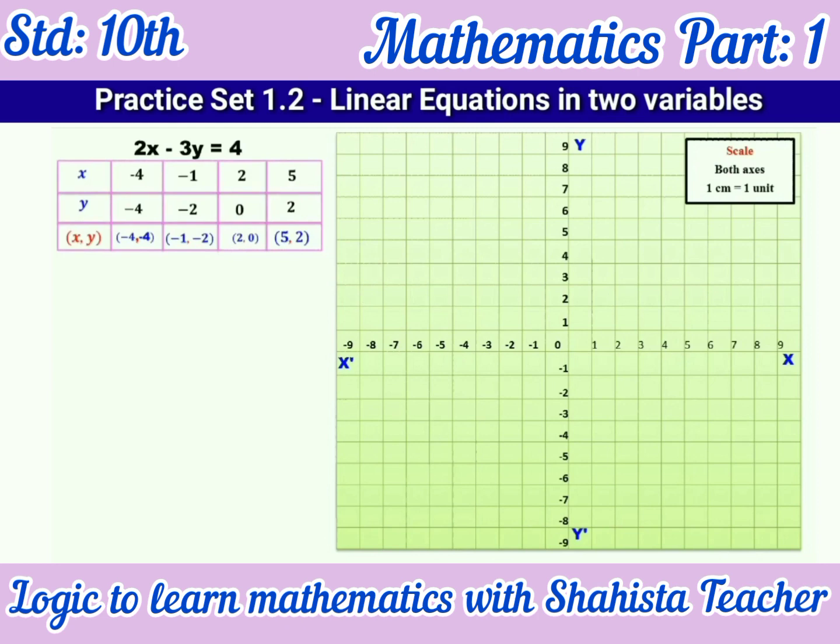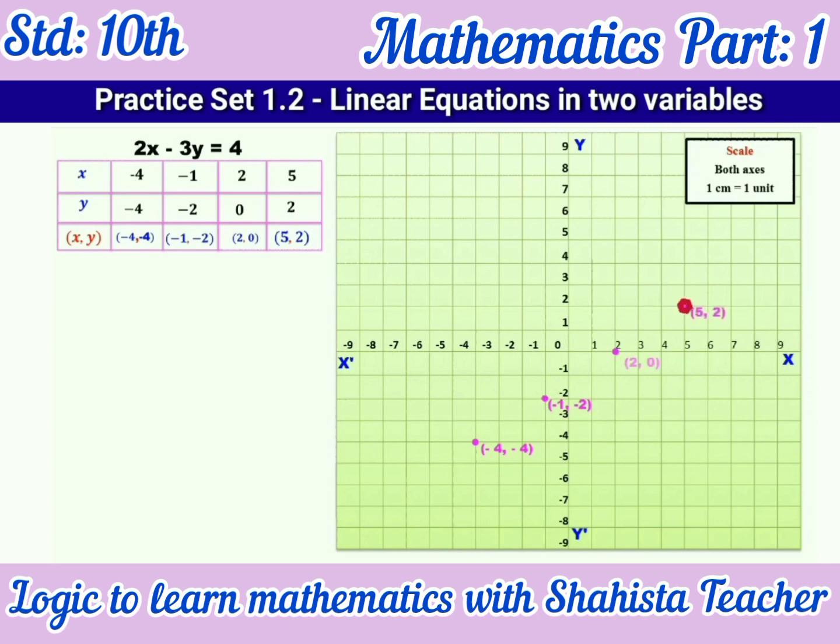So 2x minus 3y is equal to 4, our first table. X is minus 4 and y is minus 4. So both are negative, so see the below side here. Yes, a pink color dot. So minus 4, minus 4. And here minus 1 and minus 2, the second pink color dot. And here the third one is 2 and 0. So y is 0 and x is 2. So 2 comma 0. Okay.